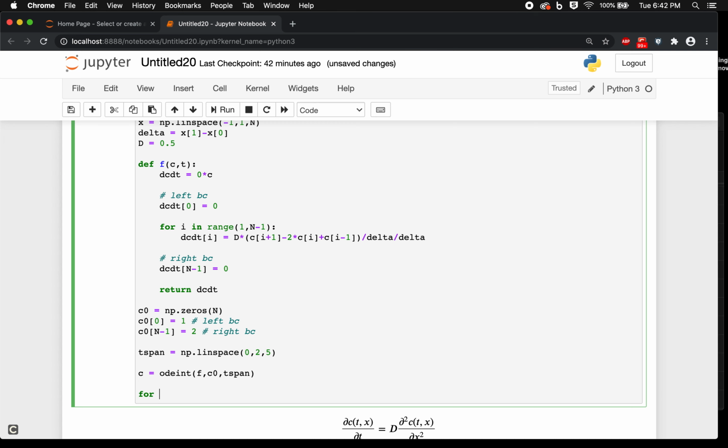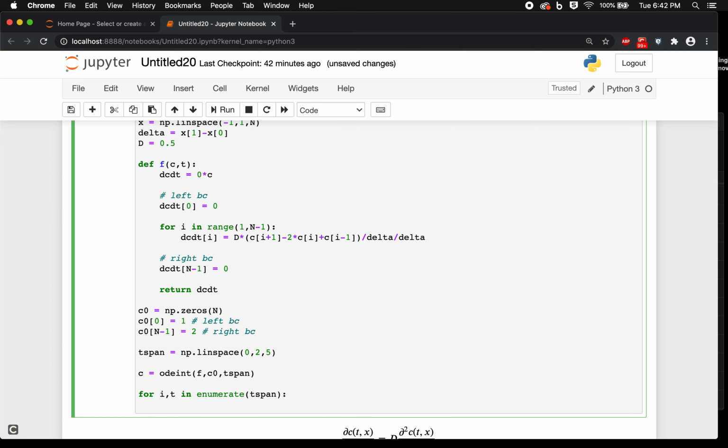So the easiest way to plot this up is just plot up the individual curves. And so I like using enumerate for this. Enumerate is going to give me the index and the time, enumerate t-span, right? So it's going to go through the different t's and also the index value of that t. And what I can do here is just do plt.plot x comma c, and I want to go row by row to plot the solution, right? Because we're doing different times.